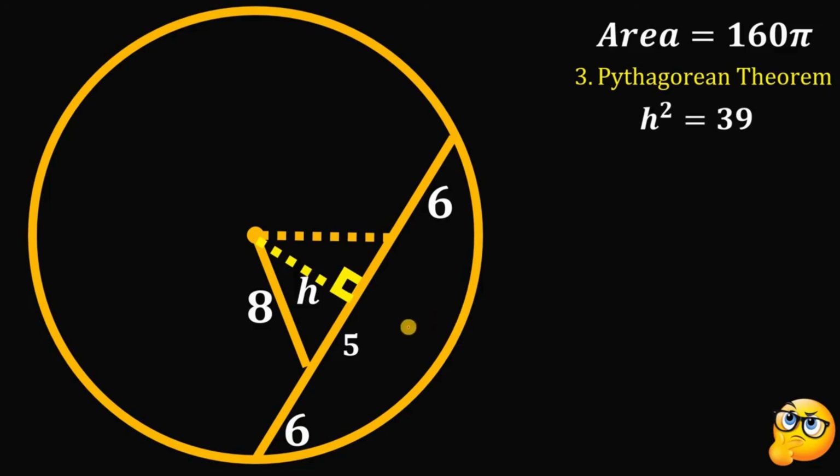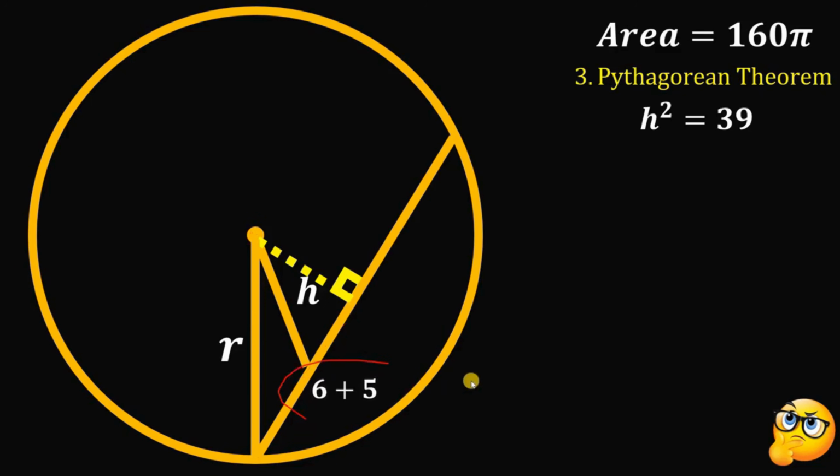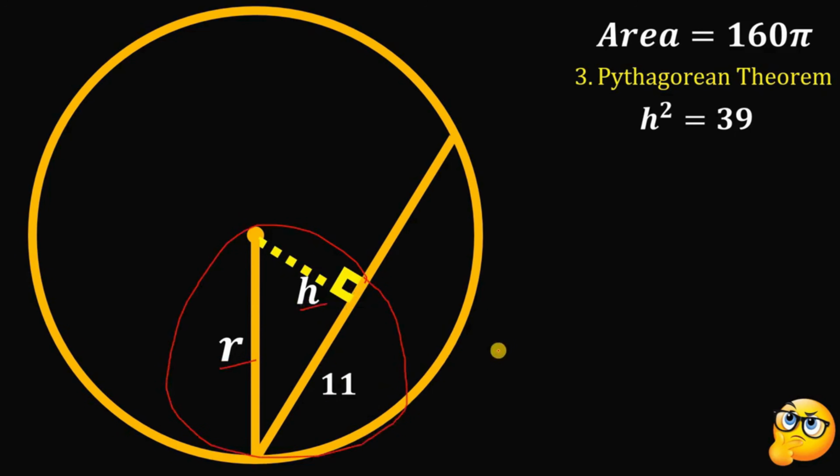Now, let's focus on the segment that we want in this figure. So let's drop this segment. We don't want this one. We don't want this one also. And this side. Now, from the center of the circle, let's draw the radius of the circle to this point. Now, this side must be equal to 6 plus 5, or simply equal to 11, because 6 plus 5 must be equal to 11. Now, let's drop this segment. We don't need that. And here we go. We have a right triangle consisting of r, h, and 11.